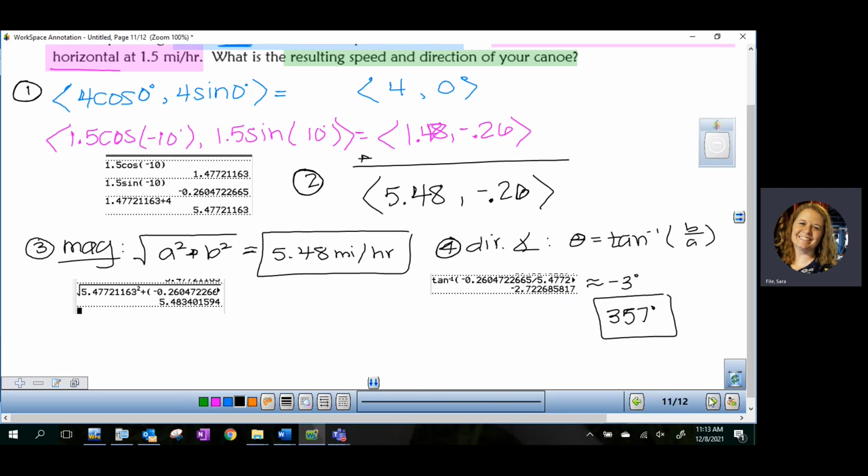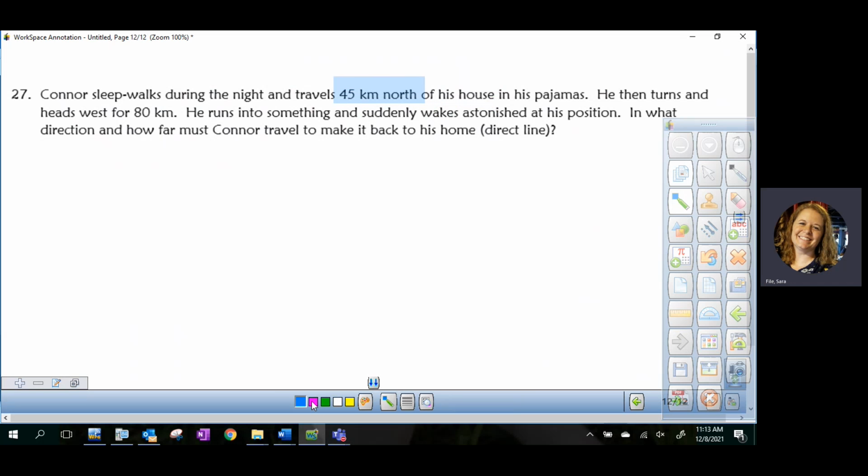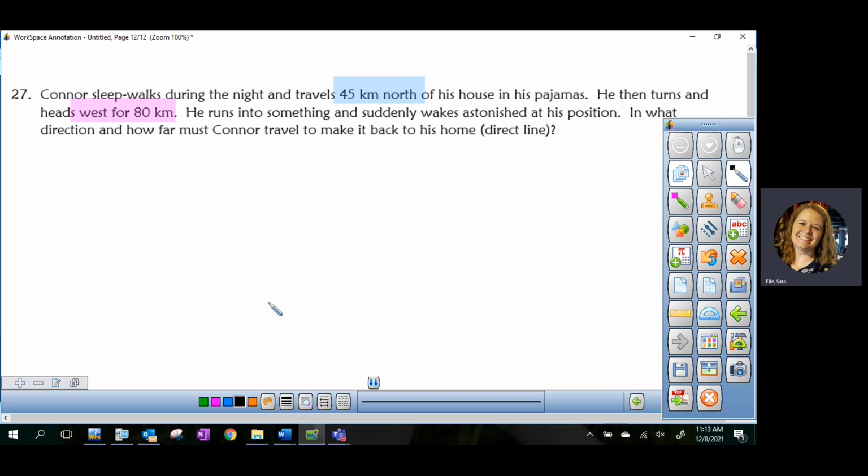All right, last but not least, last one. So the first vector is Connor walking 45 kilometers north. And the second vector is 80 kilometers west. So north and then west, that's going to make a right angle, isn't it? So this one's actually going to form a right triangle. These are a little simpler because you'll work better with right triangles than oblique triangles. It says, in what direction and how far must Connor travel to make it back to his home?